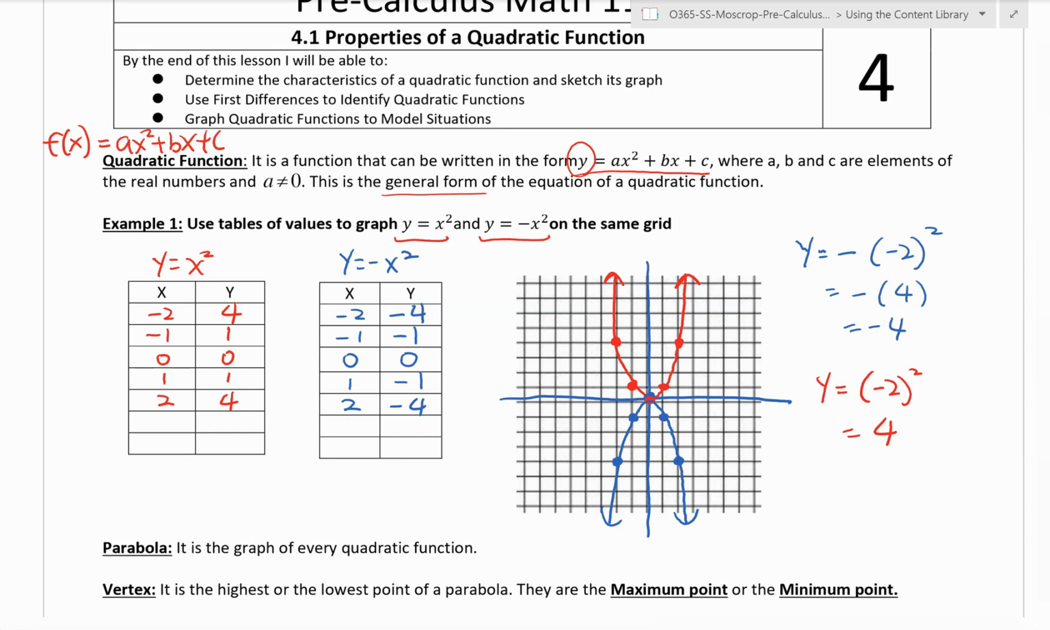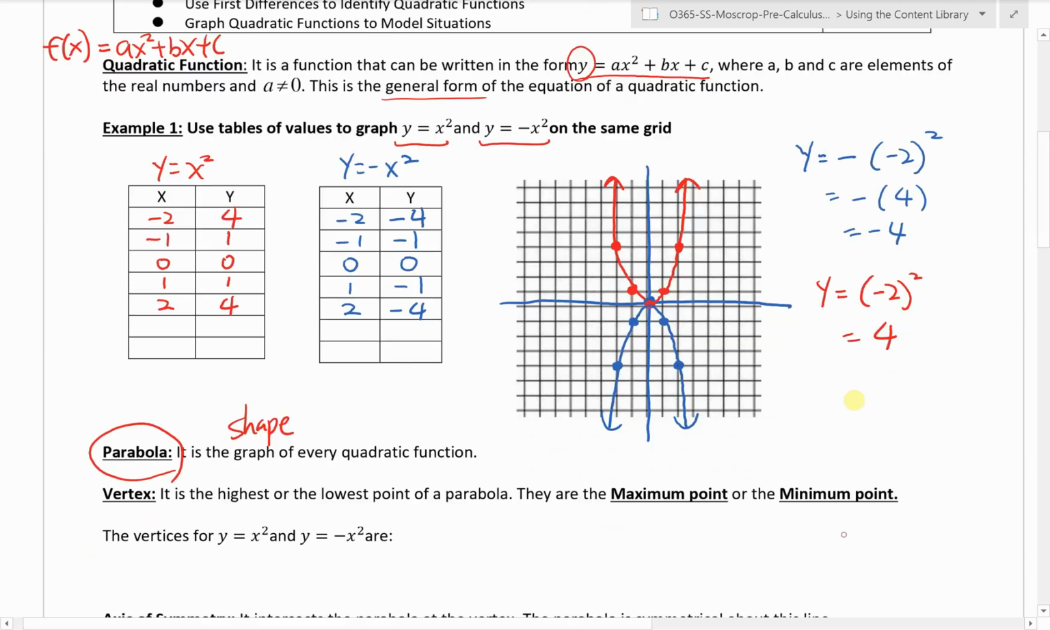So this is the graph of a quadratic function. It's a U shape, and there's a name for this particular shape. It is called the parabola. This is a parabola. It is the shape of the graph of every quadratic function. This is called a parabola.